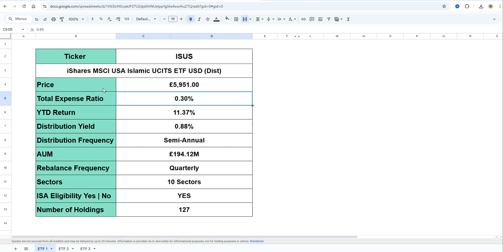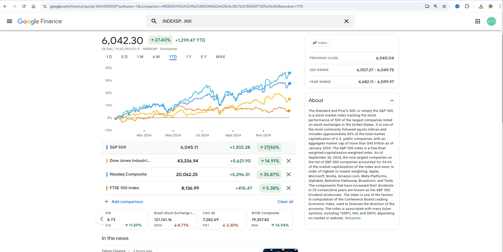So the expense ratio, currently trading at 59p. This is in pounds and in pence, sorry, and then the total expense ratio is 0.3. So this is what you would be paying, and I will show you how much it will cost you over a period of time. That's the surprising part that I'm going to show you at the end of the video. Year to date is up about 11.357. It has a yield right now.